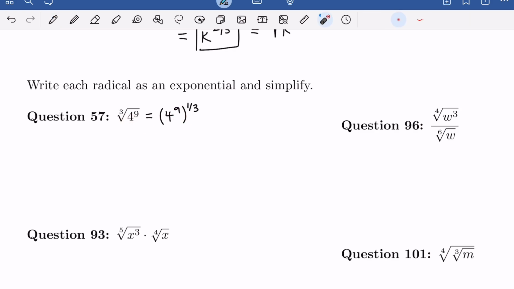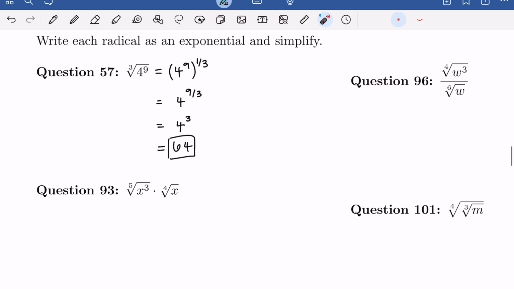Then what we can also do is multiply this 9 times this 1/3 here. This gives us 4 raised to the 9/3 power, which is the same thing as 4 cubed, which is the same thing as 64. So that's how we can use our exponential rules to write this as an exponential and simplify. So let's look at this next example here, 93.